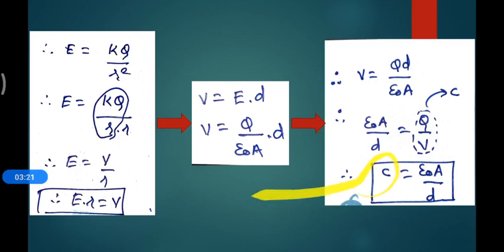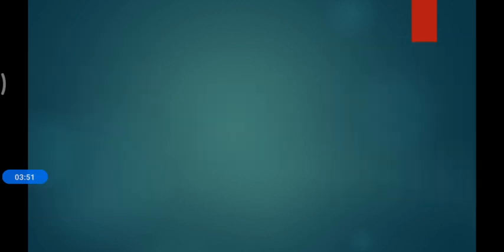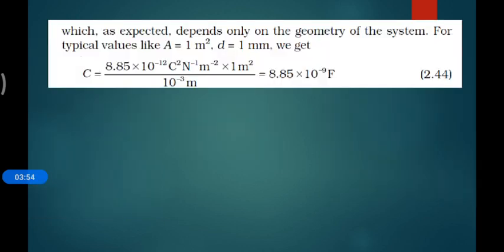The capacitance of the capacitor is equal to epsilon 0 A by D, where epsilon 0 is the permittivity of space, which is 8.85 into 10 to the minus 12, and A is the area of one of the plates, not both, and D is the separation between the two plates. Is it okay? So now our capacitance depends not only on Q and V, it depends on the shape, size and geometry of the capacitor. A and D are the geometry, so it depends on the geometry also.